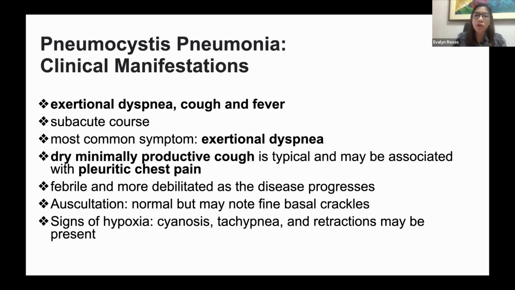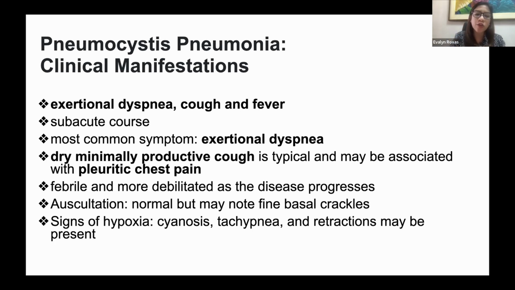So what are the common clinical manifestations? I'm sure you know this, but just to reiterate, this is a respiratory infection. So you have respiratory manifestations like dyspnea, cough, and fever, just like what happened to our patient. It has a subacute course, so not really that acute, it can take some time. The most common symptom is exertional dyspnea, meaning the more movement the patient does, the more dyspneic the presentation.